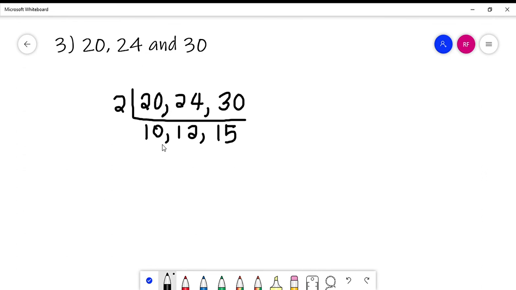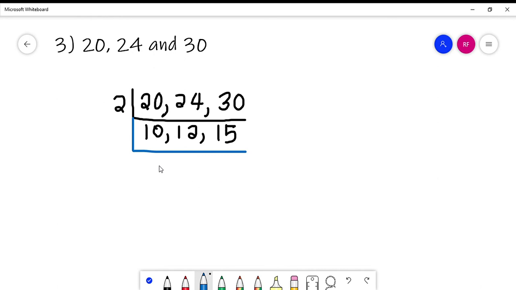For example, here 10 and 12, they have common factor, which is 2. Another, we have 12 and 15, they also have common factors like 3. And 10 and 15, they have common factors like 5. So we need to continue dividing them until there's no more common factors to each number. Okay? But in this case, we're going to divide only the numbers with common factor.